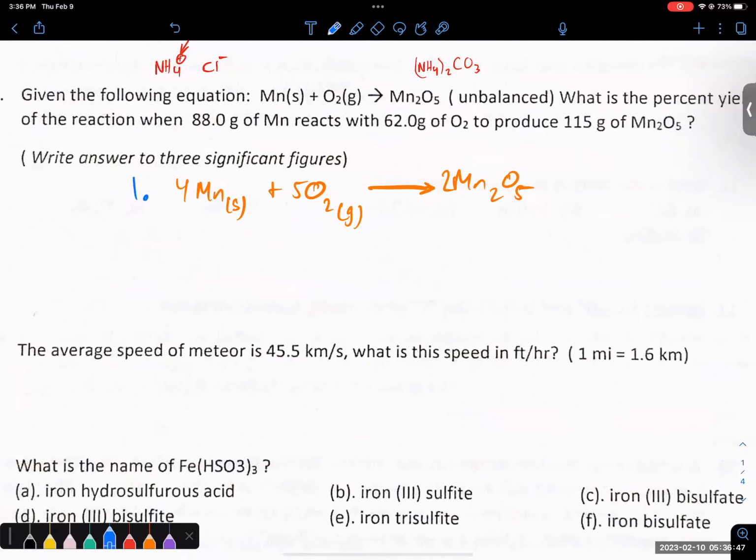So this is step 1. What is step 2 of this problem? You line up all of your stuff and then find the limiting reactant, basically. So 88 grams of manganese and then 62.0 grams of oxygen. What's the molar mass for manganese? It's 55.845 grams per every 1 mole.